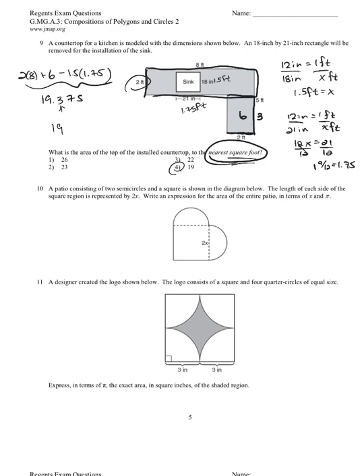Interesting. Okay, taking a look at number 11. A designer created this logo below, which consists of a square and 4 quarter circles of equal size. So that means each of these quarter circles has a radius of 3. We want the area of the shaded region. So to get the shaded region, we need to subtract the 4 quarter circles from the square. Well, 4 quarters equals a whole, guys. So the square is 6 by 6.